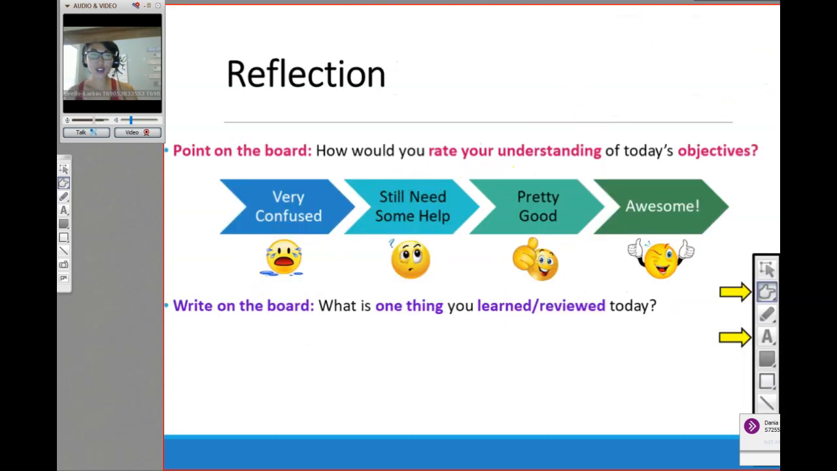All right, so go ahead on the whiteboard, put your sticker up there. Tell me, how are you feeling about today's objectives? Use your pointer tool. It's the second tool. And then go ahead, point. Are you on the very confused side? Need help? Pretty good. Awesome. How are we feeling?